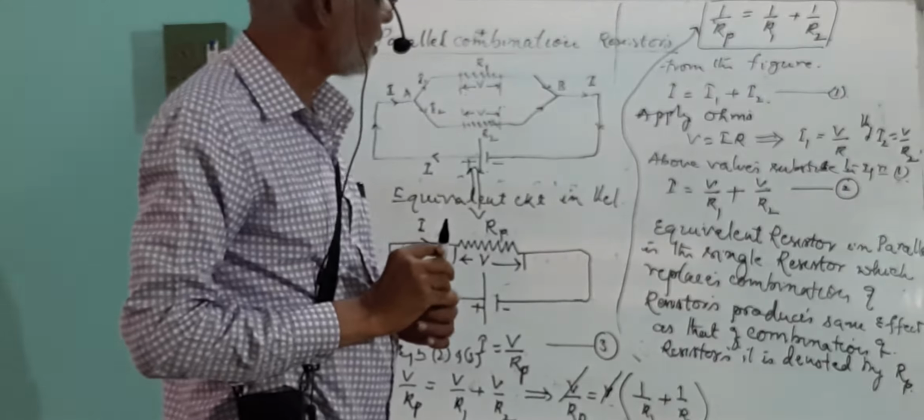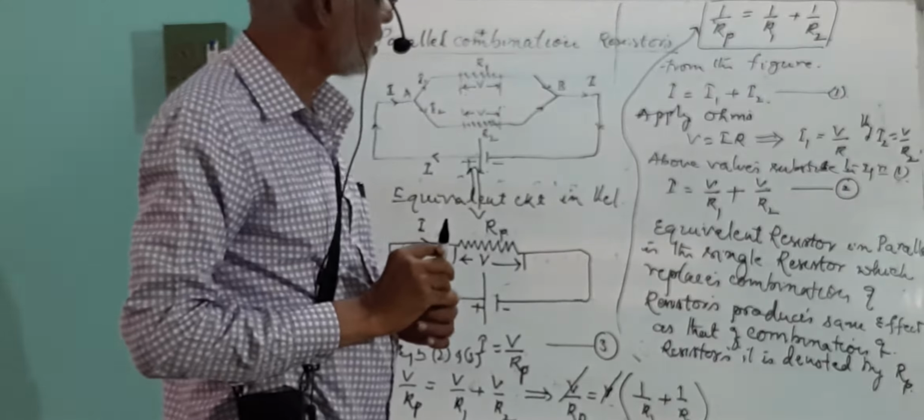You may ask a cross question: what is the difference between series and parallel combination of resistors? In a series combination of resistors, the current is going to remain the same. In a parallel combination, the PD is going to remain the same across each resistor. This is one difference.